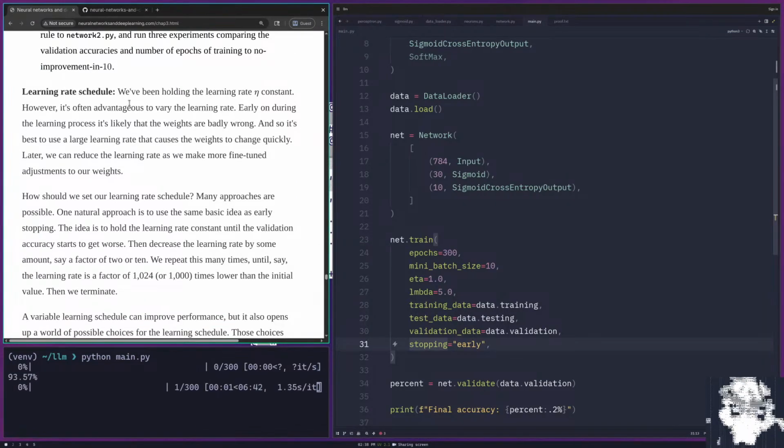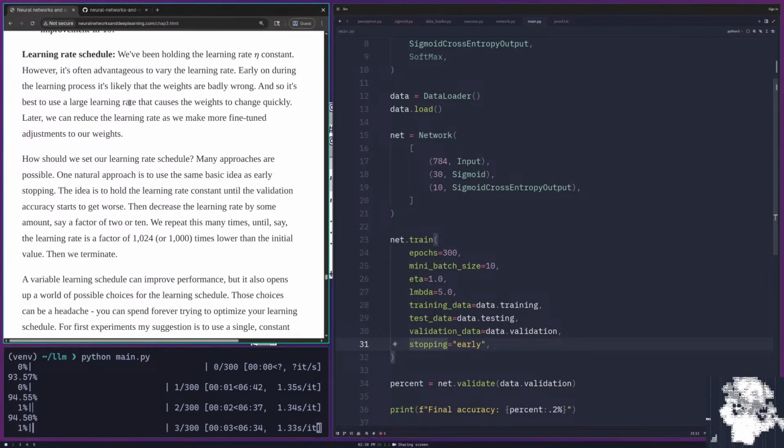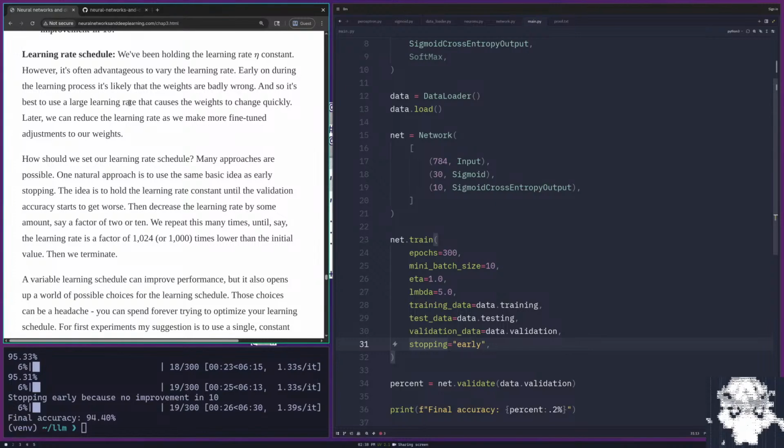Learning rate schedule. We've been holding the learning rate eta constant. However, it's often advantageous to vary the learning rate. Early on during the learning process, it's likely that the weights are badly wrong, and so it's best to use a large learning rate that causes the weights to change quickly. Later, we can reduce the learning rate as we make more fine-tuned adjustments to our weights.